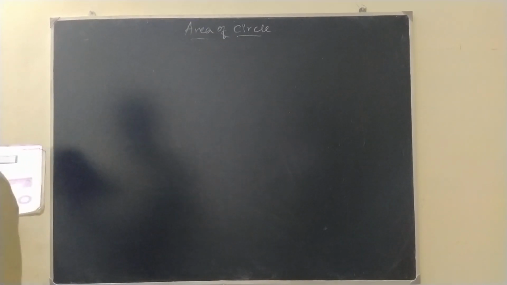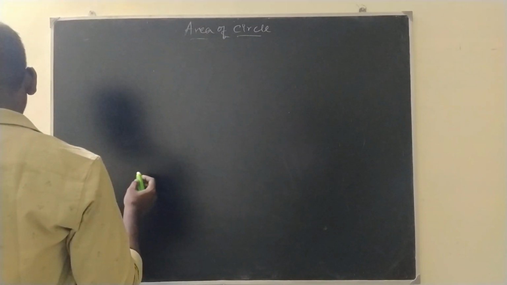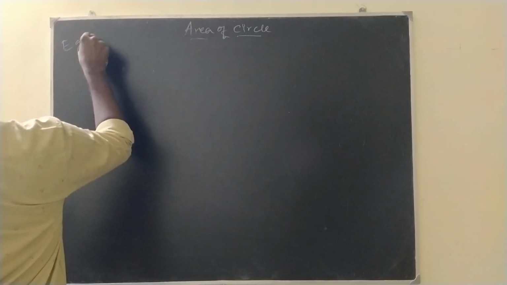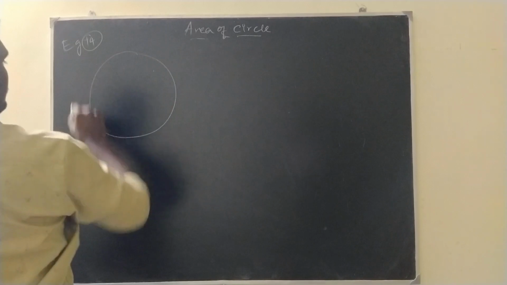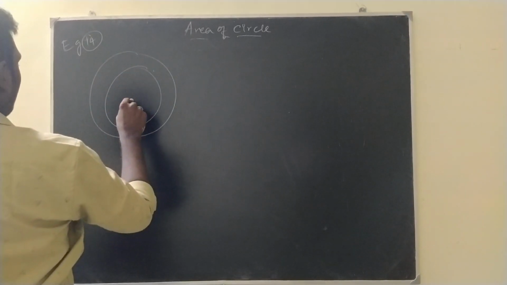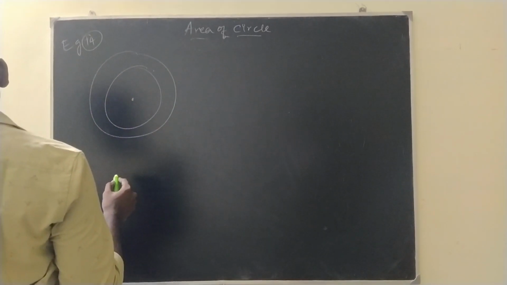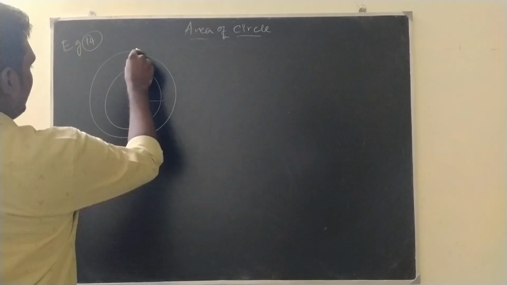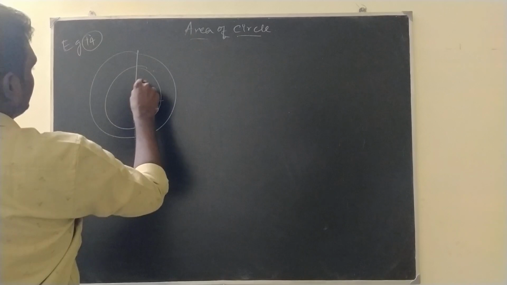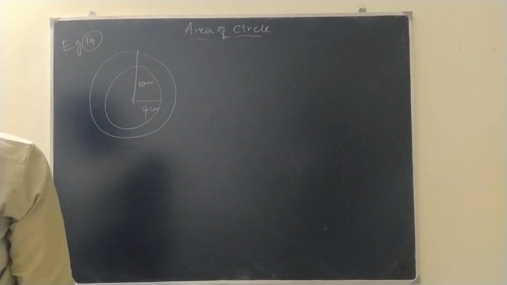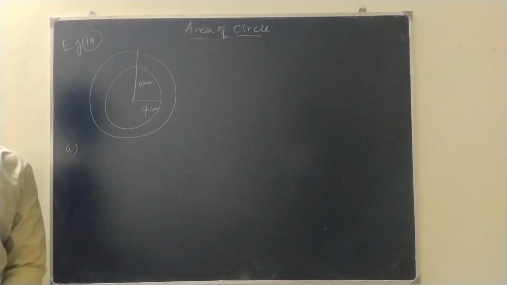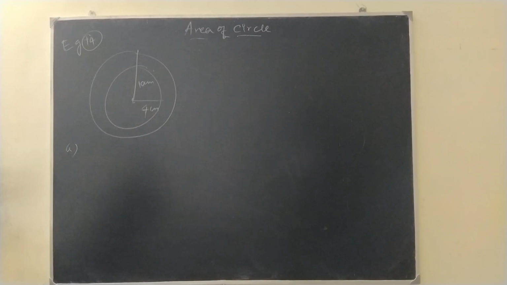There is an adjoining figure that shows two circles with the same center. The radius of the larger circle is 10 centimeter. Radius of the small is 4 centimeter. We need to find the area of the larger, the area of the smaller, and the area of the in between circle. Any value of pi is specified?